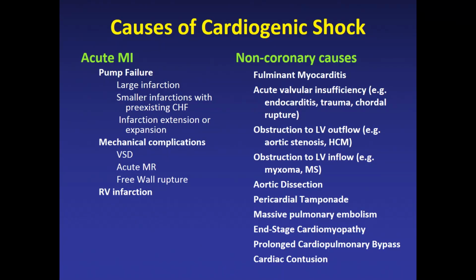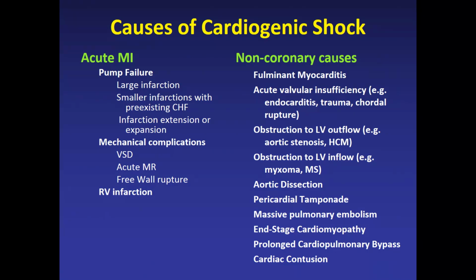There are a number of different causes of cardiogenic shock. Most commonly, even in the modern era, cardiogenic shock complicates acute myocardial infarction, and this may be ST segment elevation or non-ST segment elevation myocardial infarction as a consequence of severe myocardial injury and pump failure, or mechanical complications such as ventricular septal rupture, acute mitral regurgitation or free wall rupture, or involvement of the right ventricle.